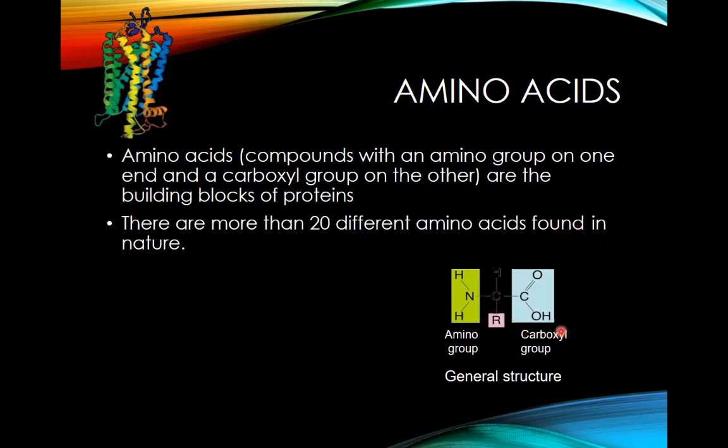Over on this side, you're going to have your carboxyl group, free hydrogen here, and then the last part is this R group. Now you'll notice it says general structure here because this R group actually changes depending on which amino acid you're dealing with. Okay, so the amino group, the carboxyl group, the carbon, the hydrogen, those will stay the same for every amino acid. The only part that actually changes is this R group right here, and there are over 20 different amino acids found in nature.